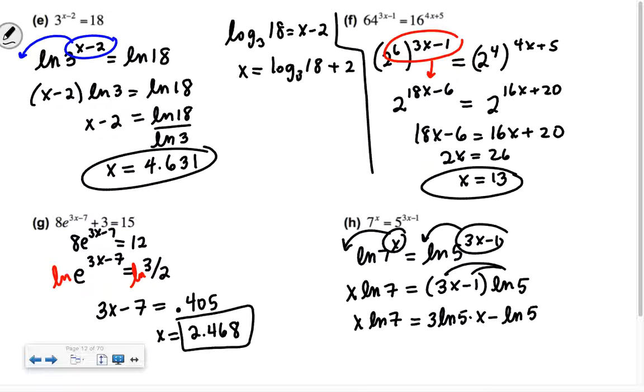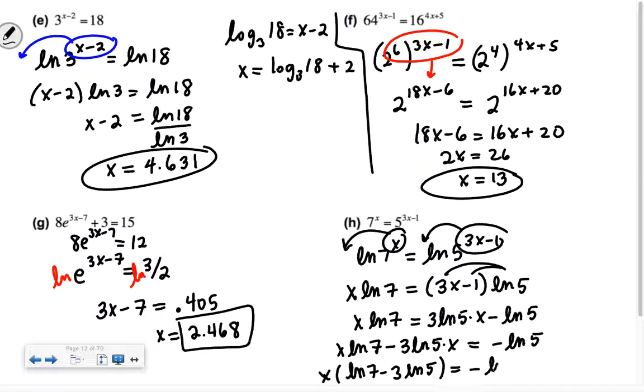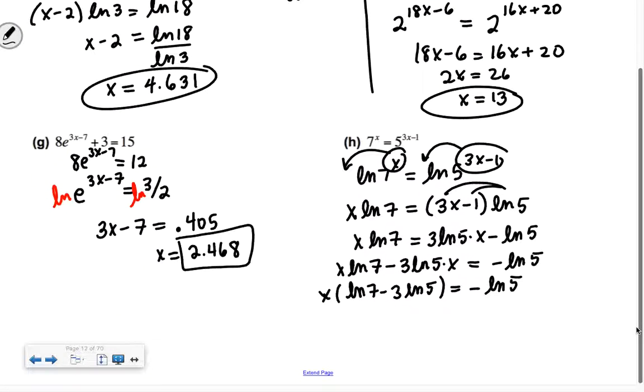And if you wanted the exact precise answer, you would get all of the x's on one side. So you'd have x times natural log of 7 minus 3 times natural log of 5 times x equals negative natural log of 5. Because then you could pull out the x. So you'd have natural log of 7 minus 3 natural log of 5. And then you can divide. So the precise answer, like the exact value, would look very weird.